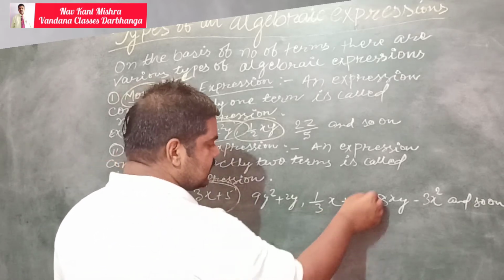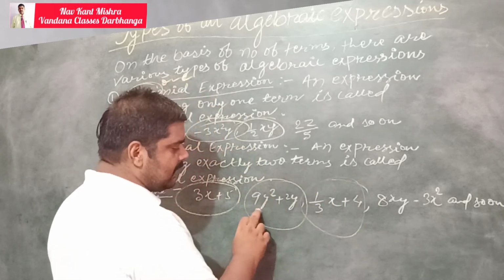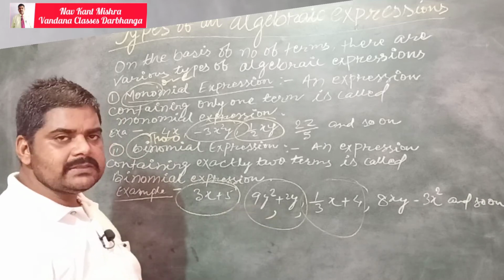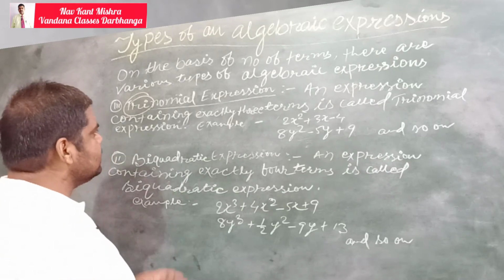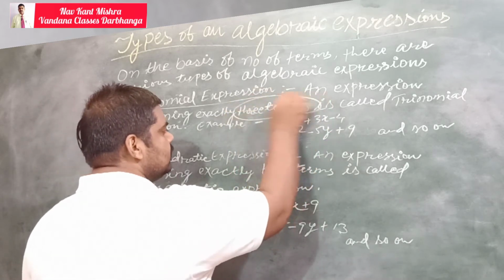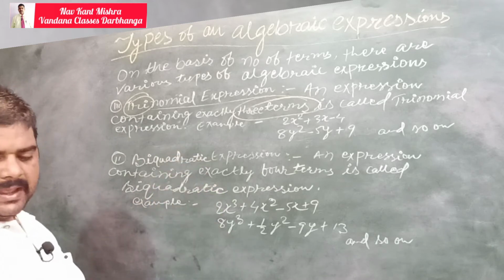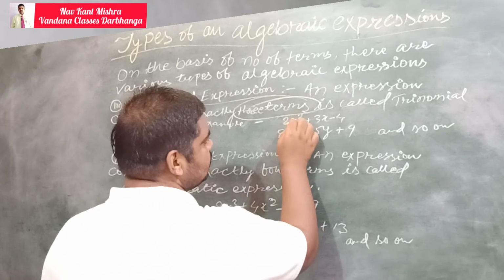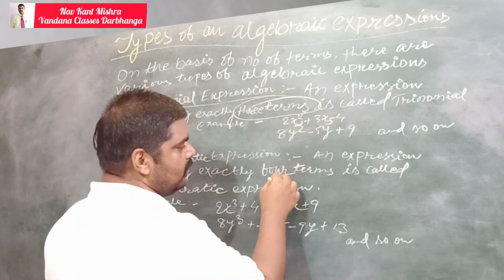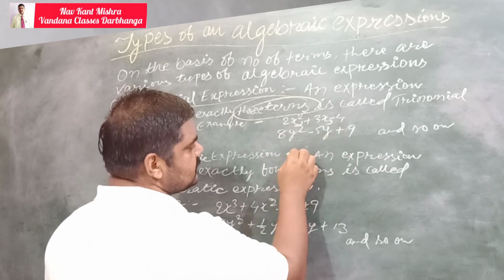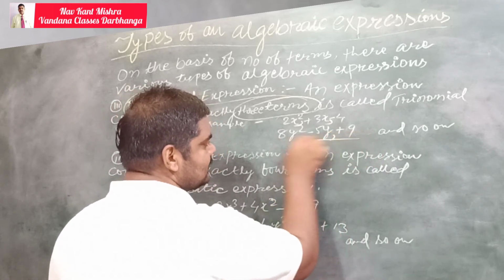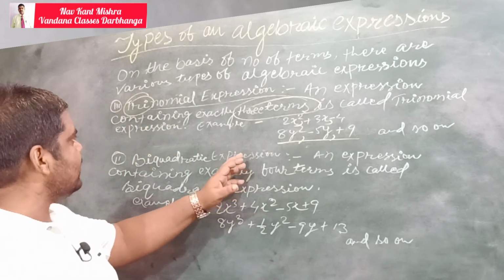Similarly, another example is 9y squared plus 2y. It has two terms, 9y squared and 2y, and this is why it is known as a binomial. Tri means 3, and this is why a trinomial expression is a type of expression which contains exactly 3 terms. Some examples: 2x squared plus 3x minus 4 contains 3 terms: 2x squared, 3x and minus 4. In another example, 8y squared minus 5y plus 9, 8y squared is one term, minus 5y is the second term, and plus 9 is the third term. Since it contains 3 terms, it is known as a trinomial.